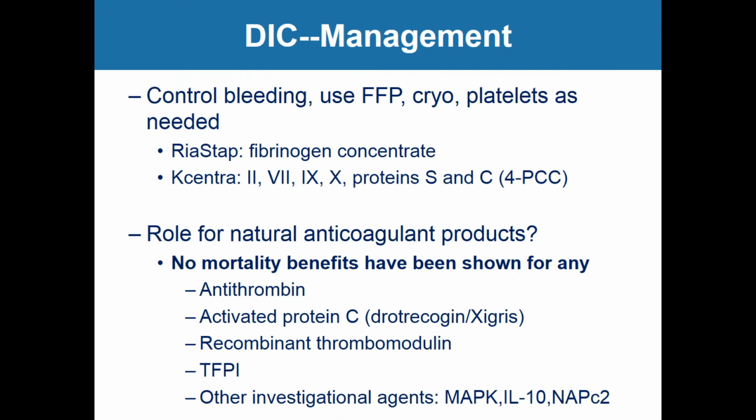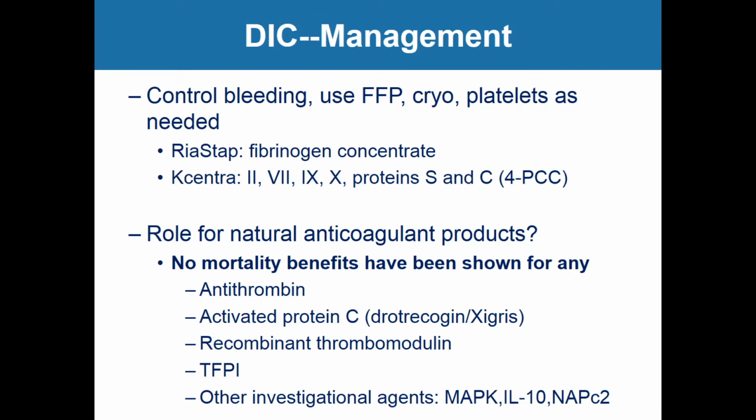In the setting of DIC and controlling bleeding, if you cannot use FFP due to volume or cryo, you can use Riastap as a source of fibrinogen concentrate, or even Kcentra if volume is a problem. Kcentra will supply factors 2, 7, 9, 10, protein S and protein C, remembering that it has a small amount of heparin.